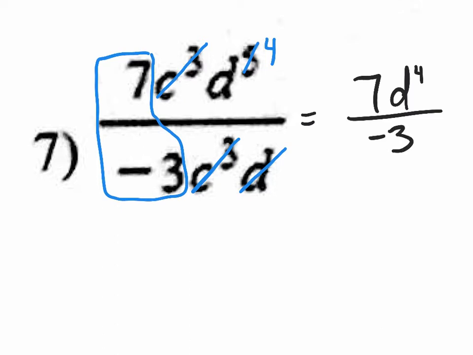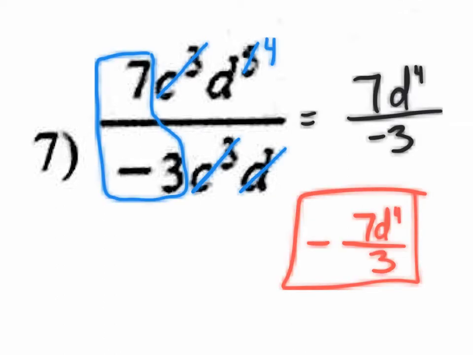Now again, your multiple choice answer is going to have the negative sign out here in front of the fraction. So 7d to the 4th over 3, and the negative sign in front of the fraction. They're not going to leave that negative sign on the 3 in the denominator.